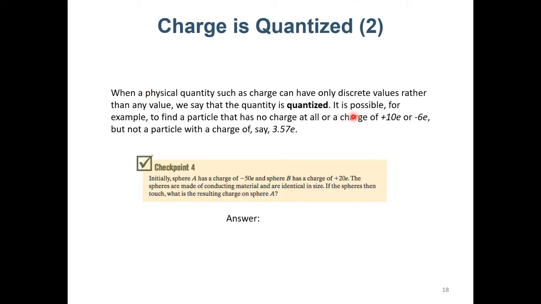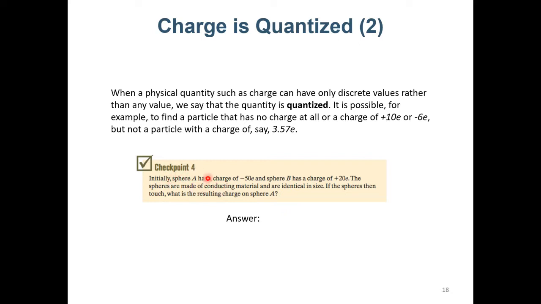It tells you that you can have 10e or minus 6e, but you cannot have 3.57e, which means charge is quantized. You can only count one charge, two charges, or one negative charge, two negative charges, and so on. You cannot have 0.5 charge. So this one is easy, I think.